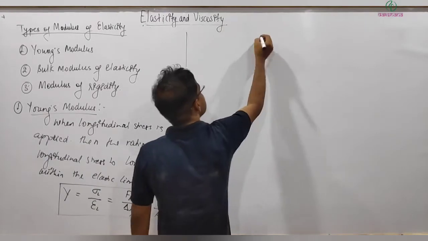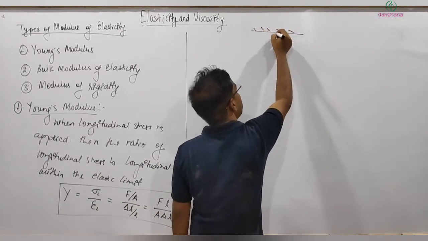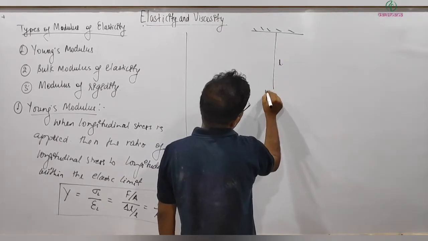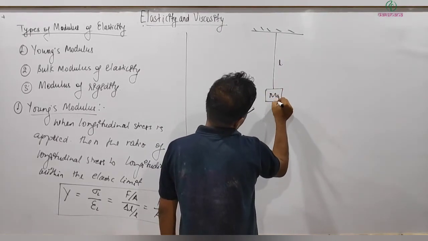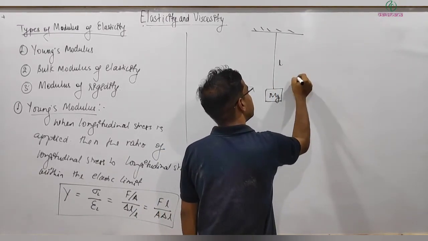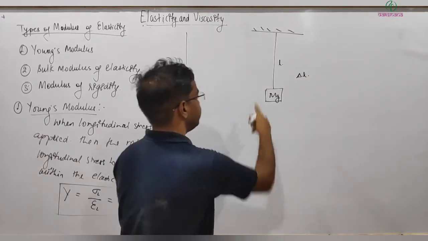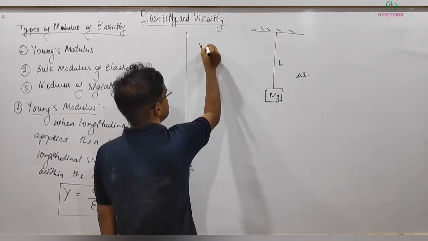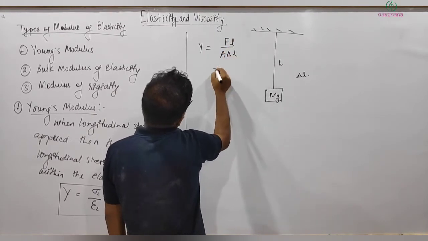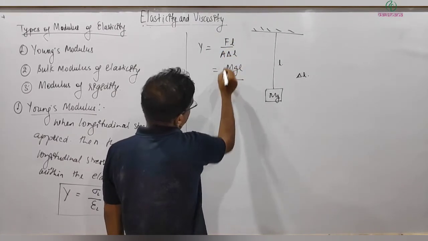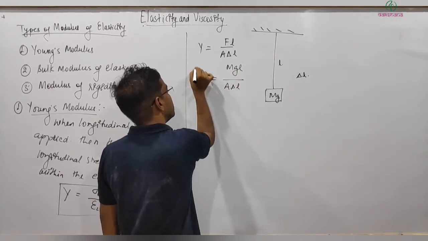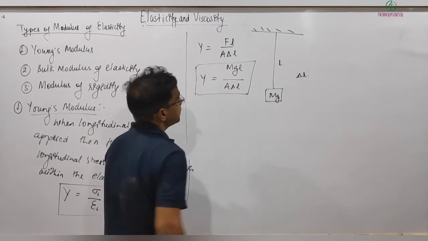So you can just consider one simple case. Let's say we have one rod of length L and some weight mg is hanging on it. Change in length is delta L. Then we can write for this case the Young's modulus Y is equal to force divided by area into L divided by delta L, that is equal to mgL divided by area A and change in length delta L. So this is the Young's modulus of elasticity.